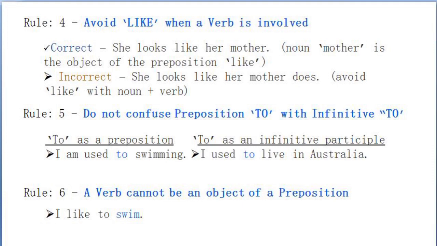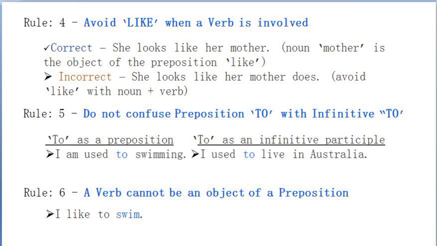Rule number 5, do not confuse the preposition "to" with the infinitive "to," because these 2 words have different meanings. For example, "to" as a preposition: I'm used to swimming. Here "to" acts as a preposition word. Next one, "to" as an infinitive: I used to live in Australia. So here it acts as an infinitive. So we should not clash with each one.